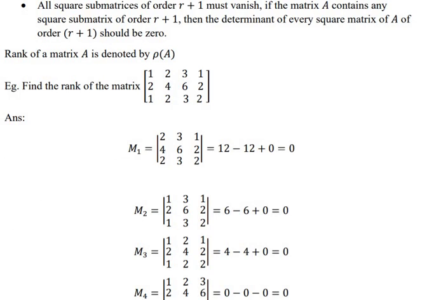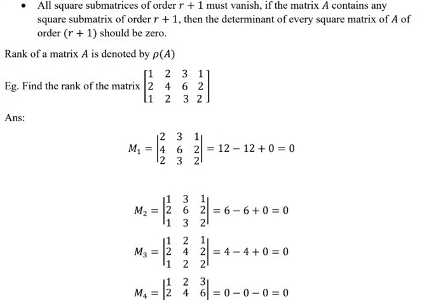All square submatrices of order R plus 1 must vanish. If the matrix A contains any square submatrix of order R plus 1, then the determinant of every square submatrix of A of order R plus 1 should be 0. So if a matrix satisfies these two conditions, then the corresponding R will be the rank of the matrix. The rank of a matrix A is denoted by rho of A.